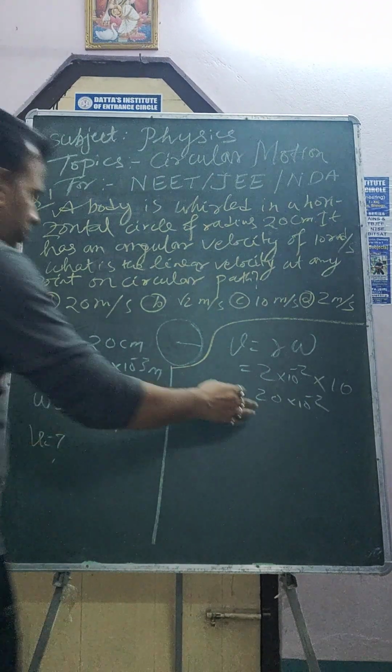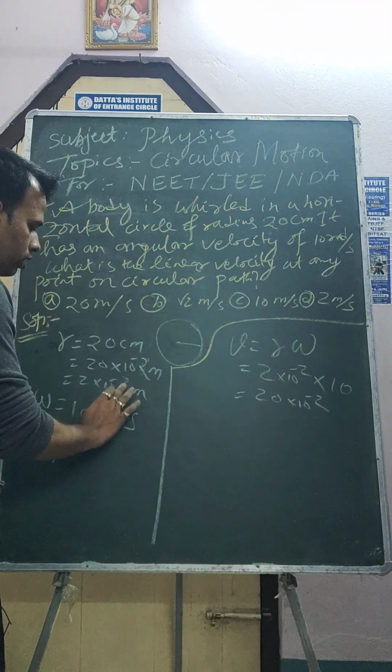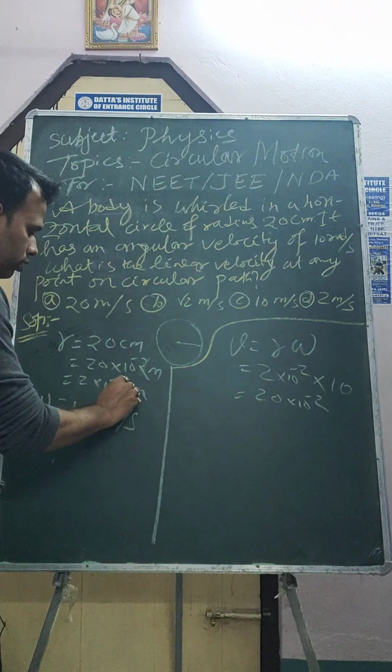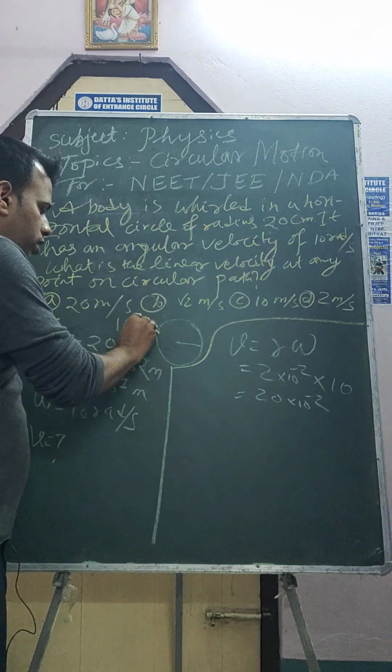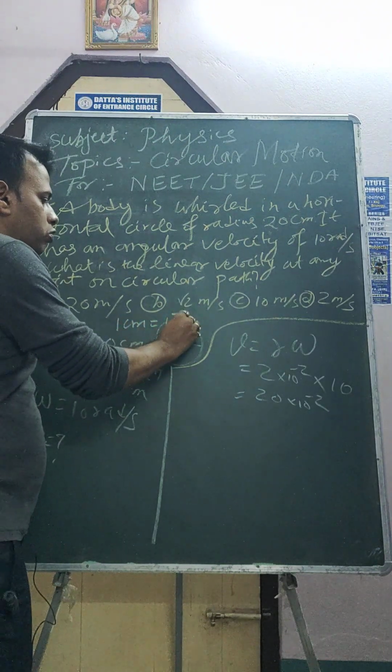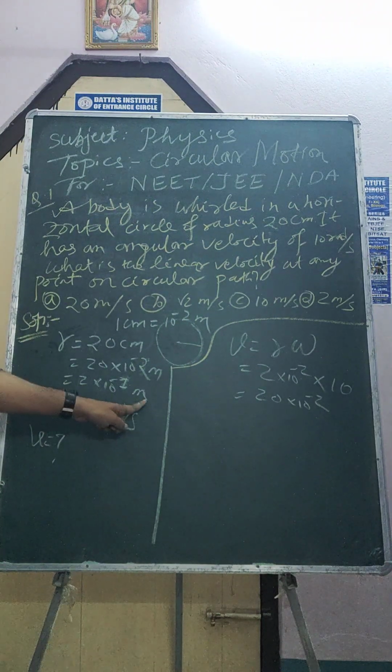Here I made a mistake. 1 centimeter is equal to 10 to the power minus 2 meter, so it will be 2 into 10 to the power minus 1 meter.